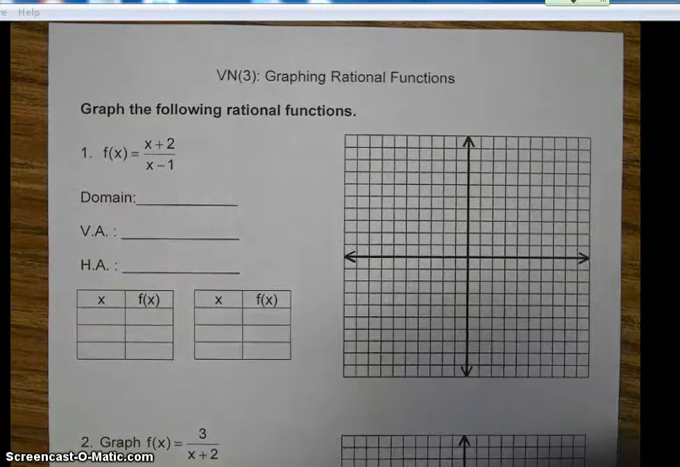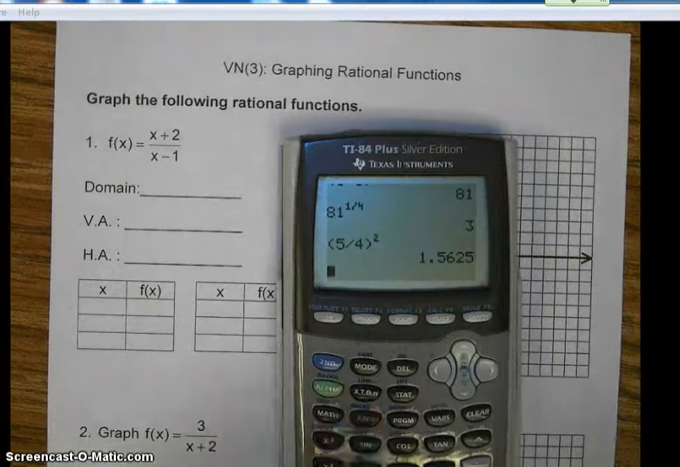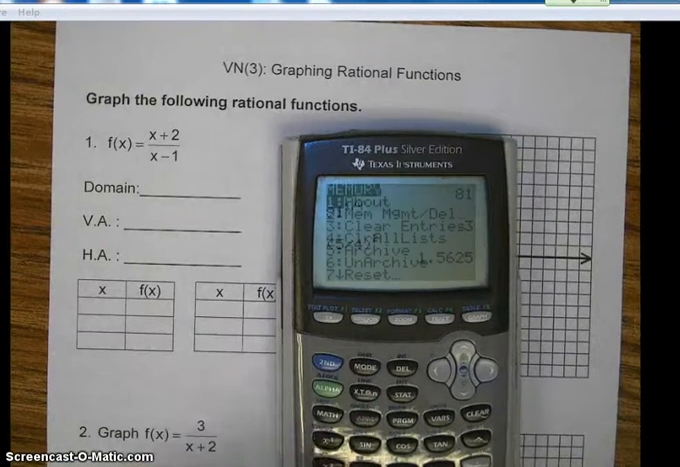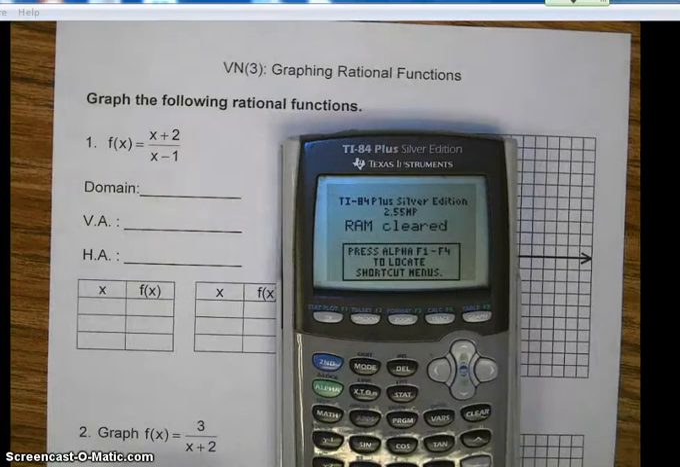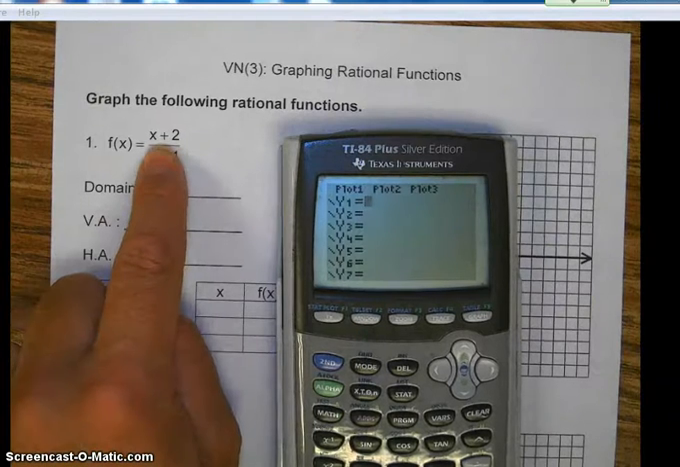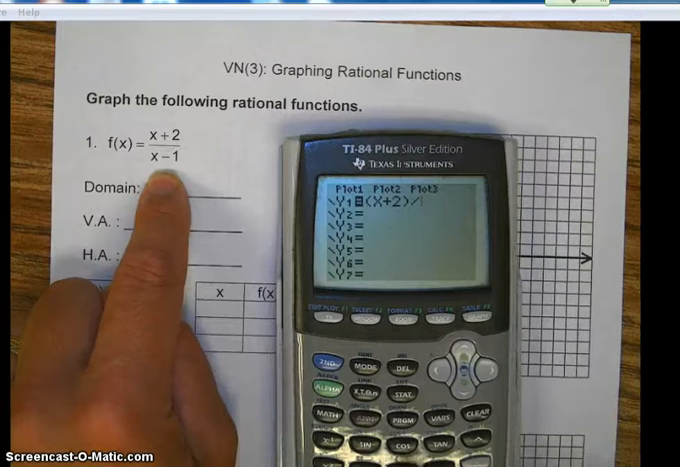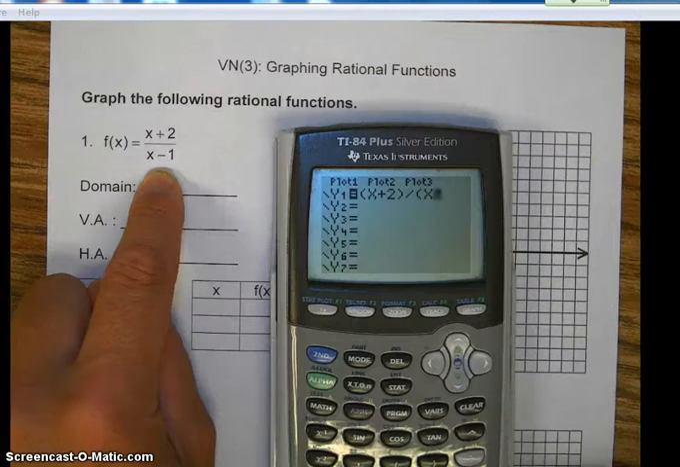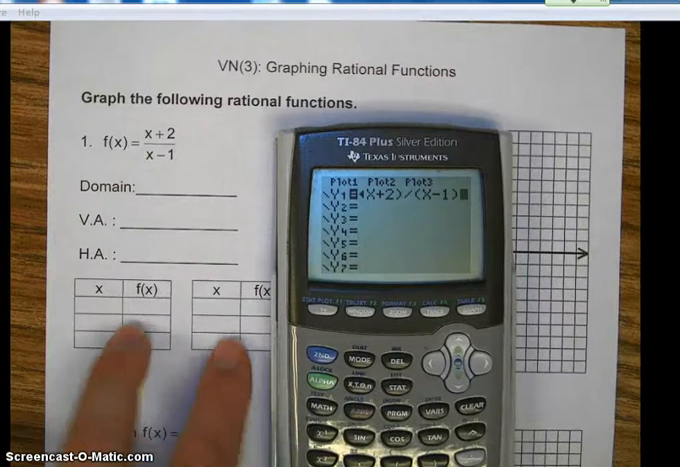Now, the first thing I want to show you is how to put this into my calculator. First, I'm going to clear my memory: second, plus, 7, 1, 2. Go to y equals. Since I have a group in the numerator, I'm going to use a grouping symbol in my numerator, divided by, and then I have a group in my denominator, so I'm going to use the grouping symbol there as well.